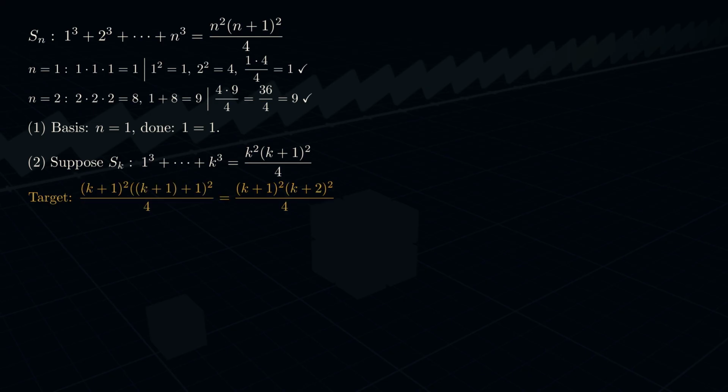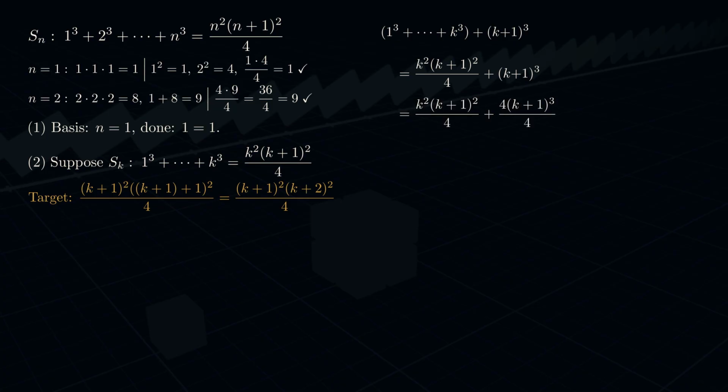The target, S k plus 1. Replace n by k plus 1. The left side gains k plus 1 cubed. The right side becomes k plus 1 squared times k plus 2 squared over 4, because k plus 1 plus 1 is k plus 2. Work. Left side: the sum up to k cubed plus k plus 1 cubed. Bracket the first k terms: by the hypothesis that is k squared times k plus 1 squared over 4, plus k plus 1 cubed.